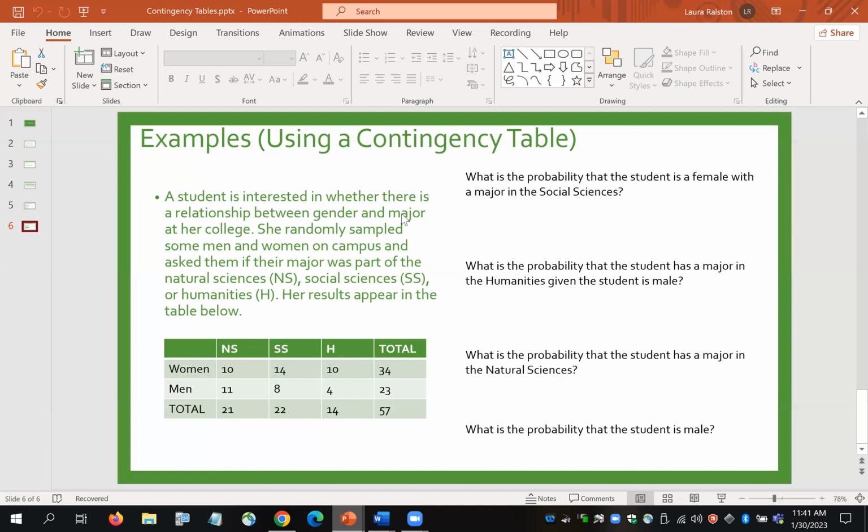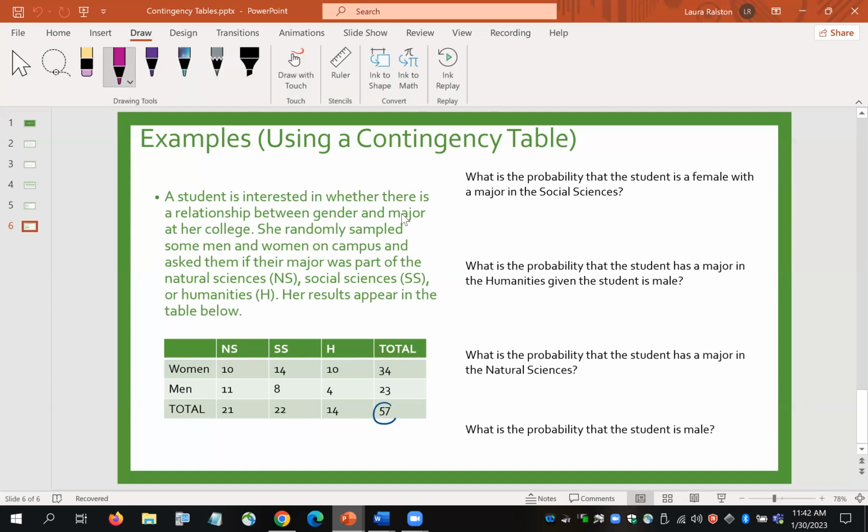Now notice on this contingency table, again, they did the totals for you. So you have your men or women, the gender is on the rows, the major is on the columns, and you have the totals, and it appears your grand total or your sample size was 57.